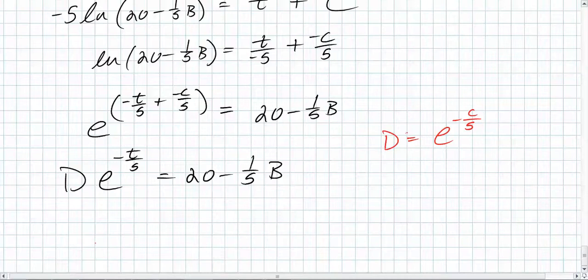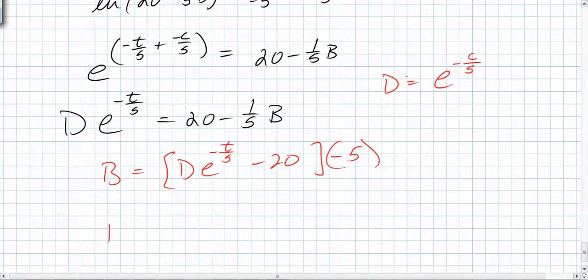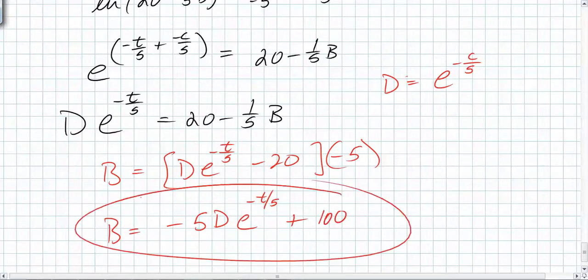Okay, so now what do we do? So we know that b is equal to d e to the negative t over 5 minus 20 times what? Times negative 5, exactly. So we end up with b is equal to negative 5d e to the negative t over 5 plus what? Not dividing. You're right. Plus 100. We're not done yet. What do we need to find? Well, we have an initial condition. We need to find d. But what do we know our initial condition is?